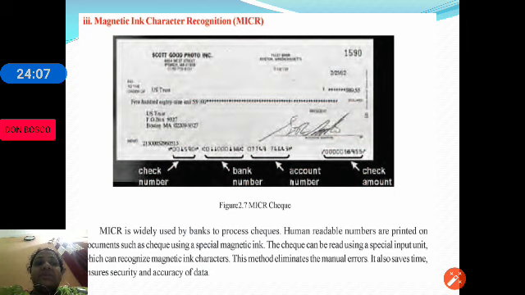The check can be a special input where we can recognize some information such as account number, check number, etc.